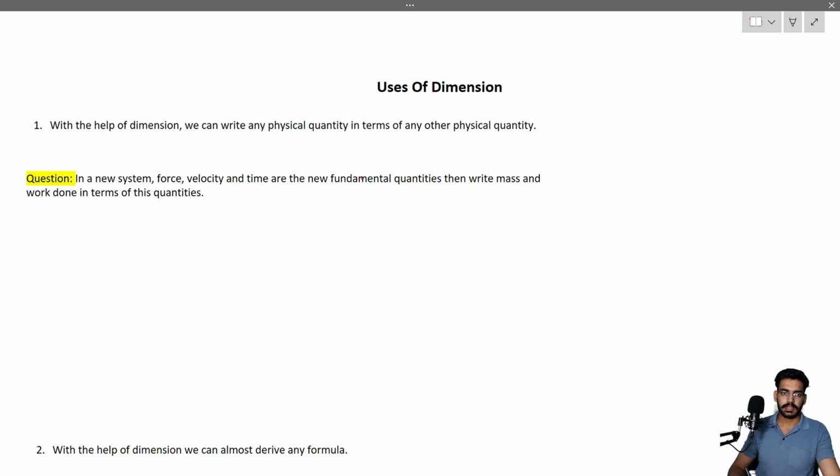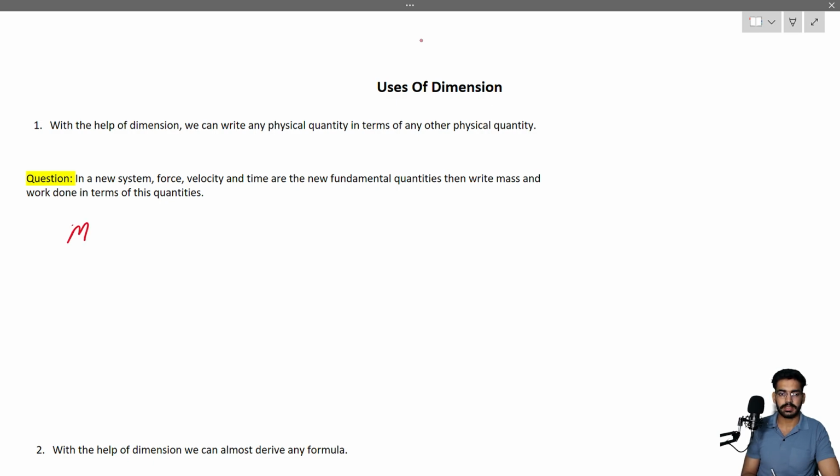So what he is saying is that we have a new system where force, velocity and time are fundamental quantities. Just like we write m, l and t here, in the new system they write f, v and t as fundamental quantities, right? So we are going to see how to solve this question. First, he asked you to write mass and work done. So let's first write down mass, right?